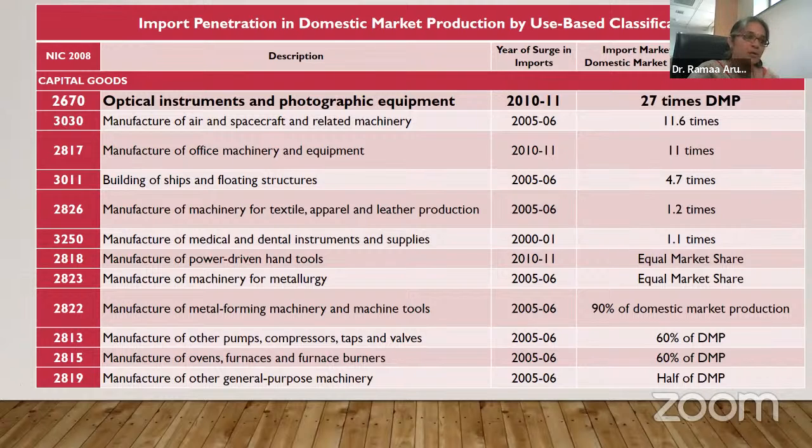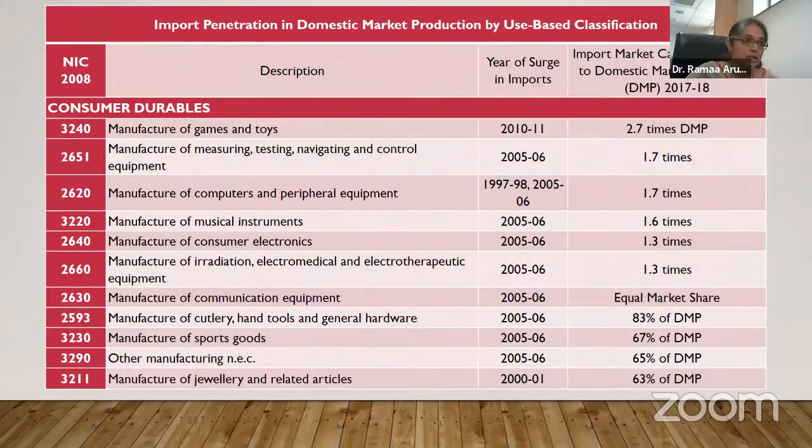If we just look at the composition: office machinery and equipment, textile, apparel and leather production, medical and dental instruments, hand tools, etc. So these are industries which were very highly dependent on imports. In the consumer durable sector, we have the games and toys sector, which is another interesting sector, on which I'm doing some study also. So this was identified as the sectors where imports had surged over a period of time and remained significantly high as compared to the domestic production. So musical instruments, computers, consumer electronics, sports goods, again a sector which lost out heavily during this import liberalization.